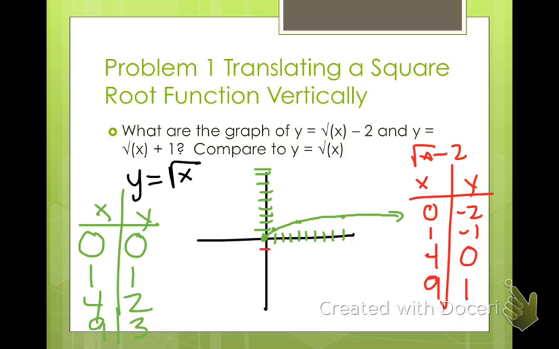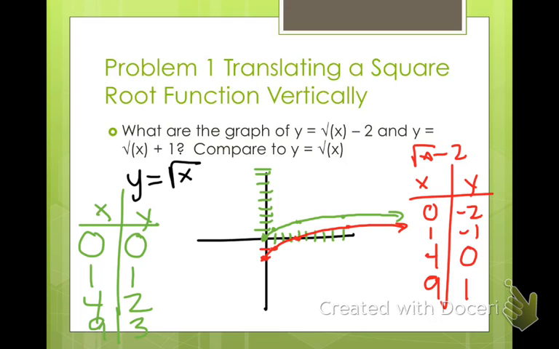So we have 0, negative 2, 1, negative 1, 4, 0, and 9, 1. What happened to our function? Well, it looks to me like it went down 2 units.